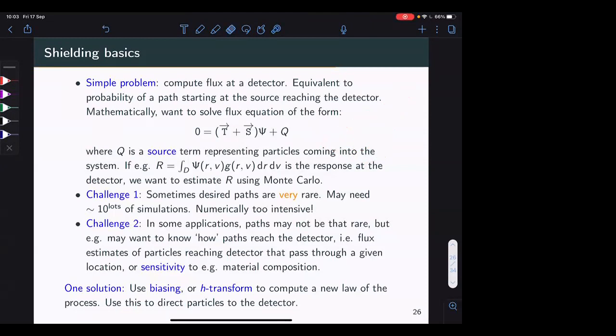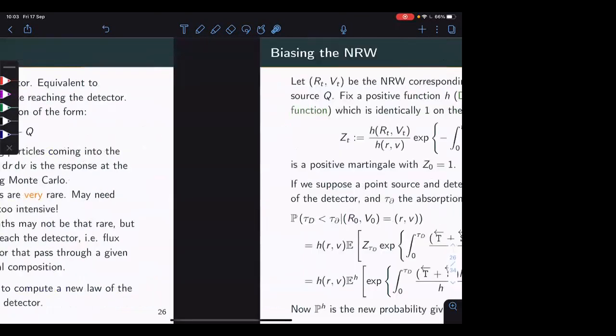Mathematically, it's not so hard to generate the paths, but it is harder to generate the paths that I'm interested in, and therefore minimize variance and so on. Here it's much more classical to use this. There are lots of ways of doing it. In the nuclear literature it would be called biasing, and in the mathematical literature it would be called H-transforming to compute new laws of the process.